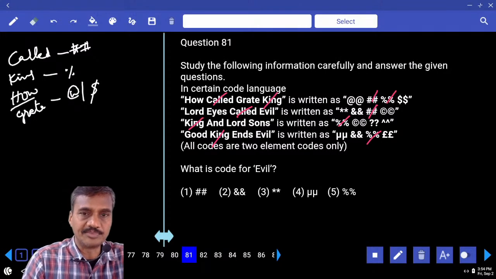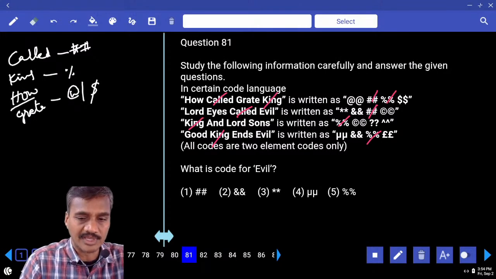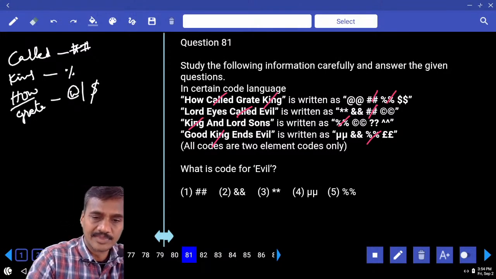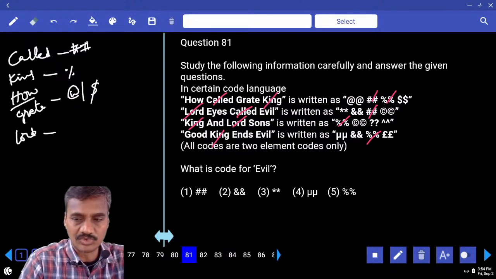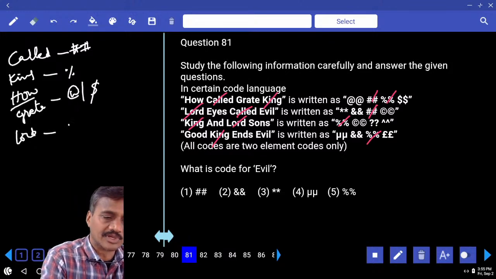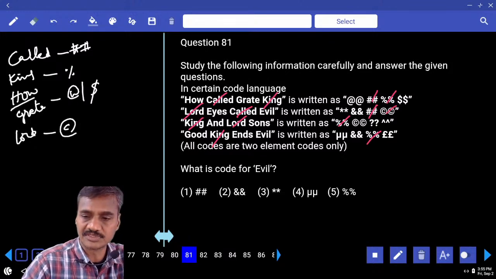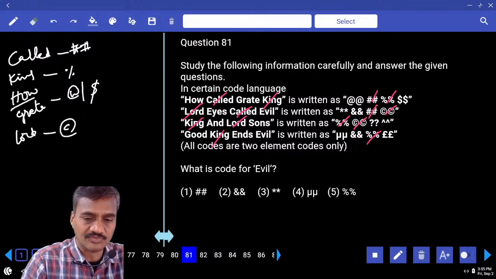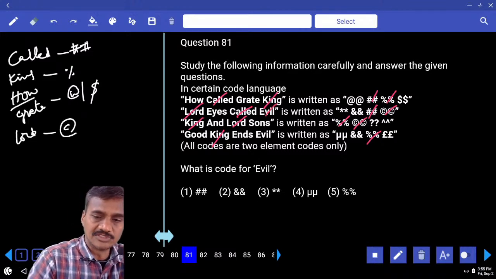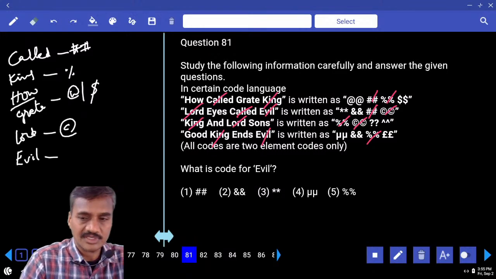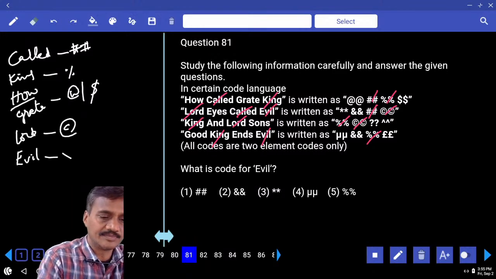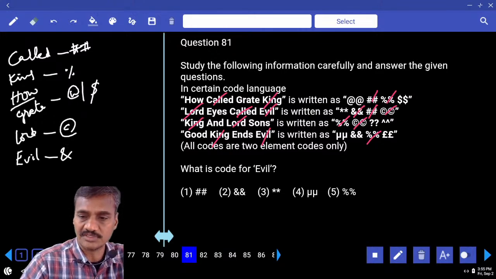Then if you compare 2 and 3, "Lord eyes and evil": Lord is the word common between second and third, and the code that is common is copyright. The code for the word Lord is copyright. Then if you compare 2 and 4, evil is the word that is common, and the code that is common between second and fourth is end. The code for evil is end.